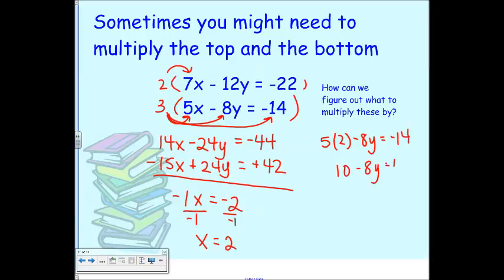What's negative 14 and negative 10? Negative 24. And then negative 8. What's 24 divided by negative 8? Good, y equals 3.